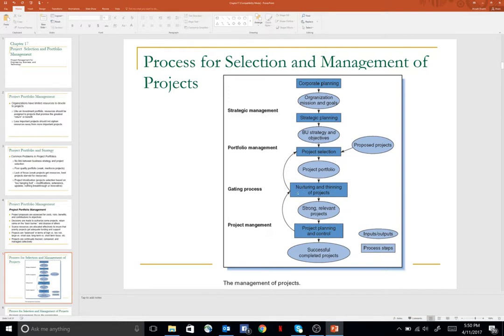We also have this concept of gating, which is basically looking at our portfolio of projects and assessing them quantitatively whether or not we should continue. And then obviously we incorporate all aspects of project management. So in other words, we can pretty much look at this as a system with inputs and outputs.